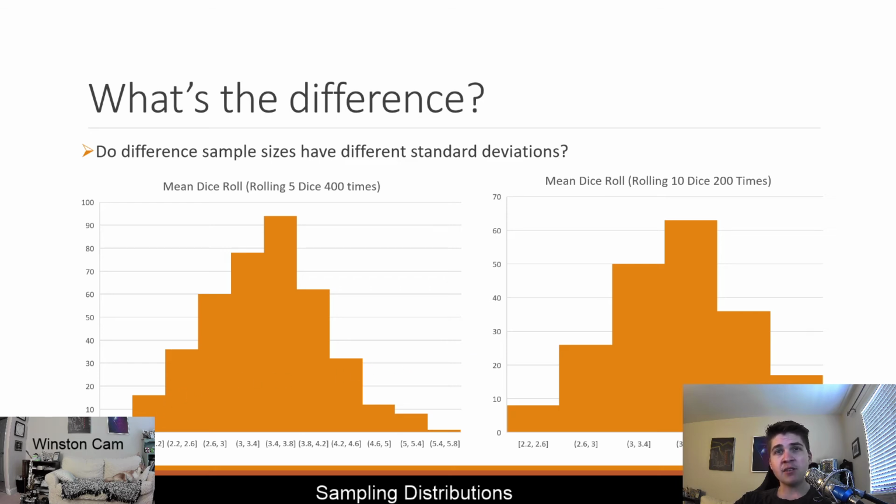If we look at the dice rolling example, looking at this as approximately a normal distribution, the average is the true average, 3.5. The mean of the sampling distribution is the same as the mean of the population.